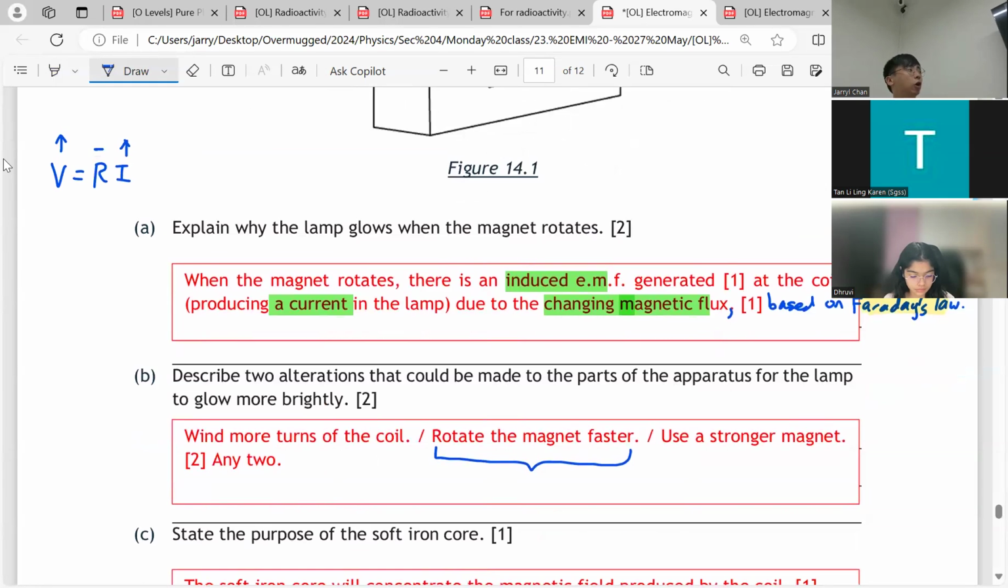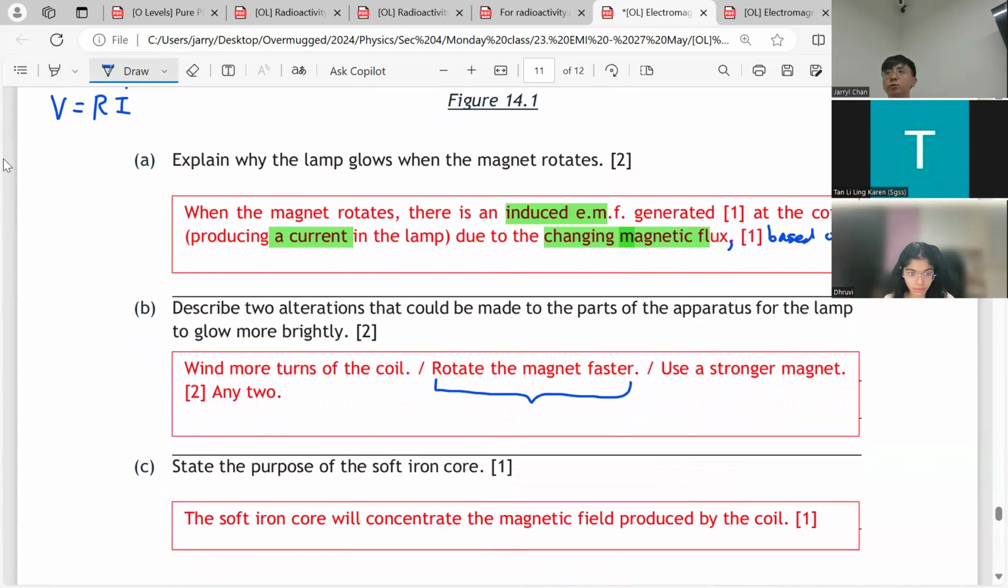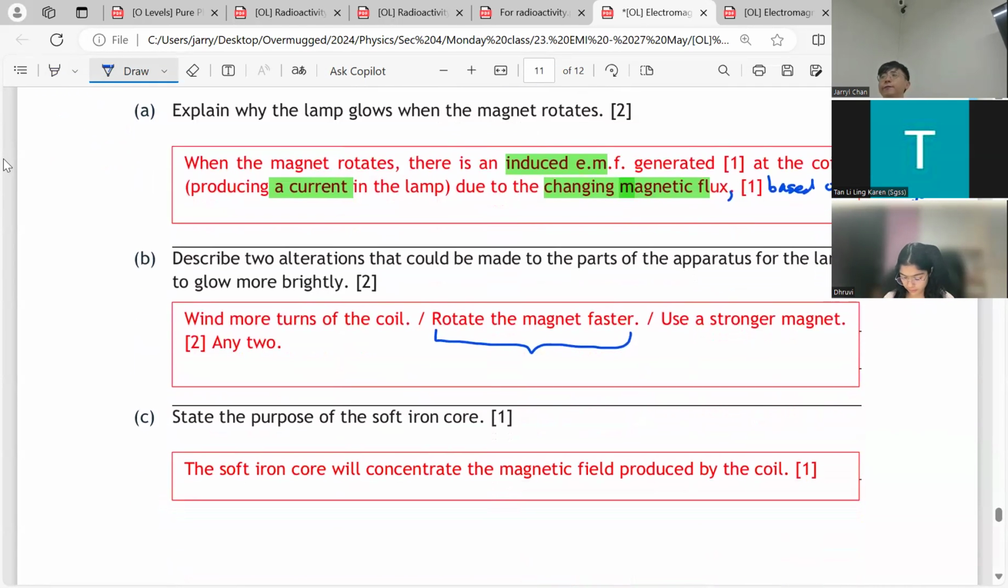Part C, soft iron core, quite standard answer. It is a way to concentrate your magnetic field lines. You concentrate magnetic field produced by the coil. You good? Soft iron core, always think of this direction. I'm trying to concentrate your magnetic field.